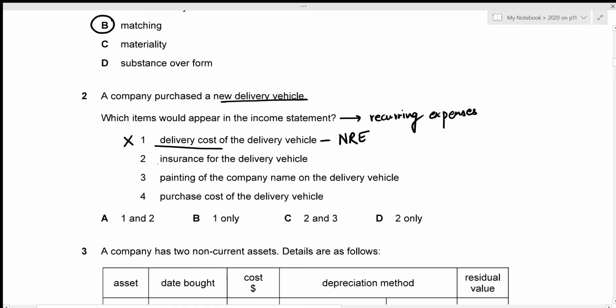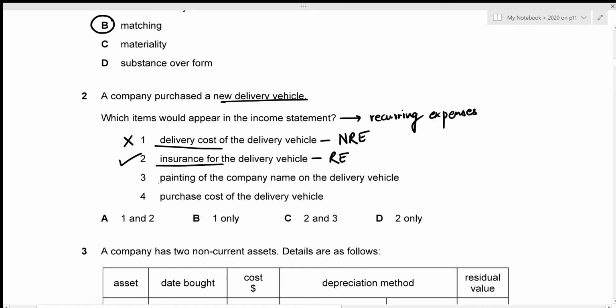Then the second one is insurance for the delivery vehicle. For insurance, we need to pay our premiums, right? And those premiums are paid for a certain period of time, which means that they have to be paid again after the completion of the particular period. So this will definitely be categorized as a recurring expense, which should be recorded in the income statement.